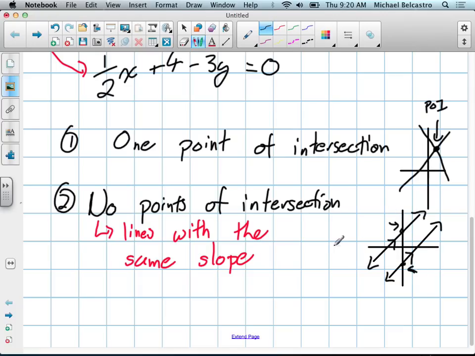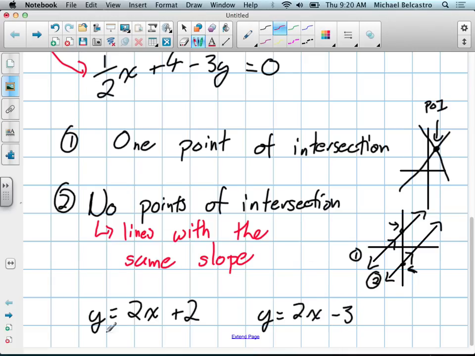So I'm going to quickly make up slopes for each of these. I'm going to say that the first line, we'll call this guy line 1, his equation is y is equal to 2x plus 2. And we'll say line 2 is y is equal to 2x minus 3. The equations are different. If you notice, our y-intercepts, one's at positive 2, one's at negative 3. But the slopes are the same. So since the slopes are the exact same, these lines can never cross each other. It'll never work. So we don't have a system. We don't have a point of intersection.